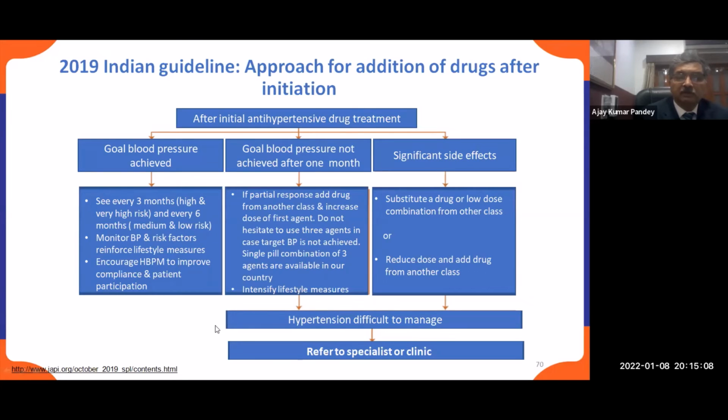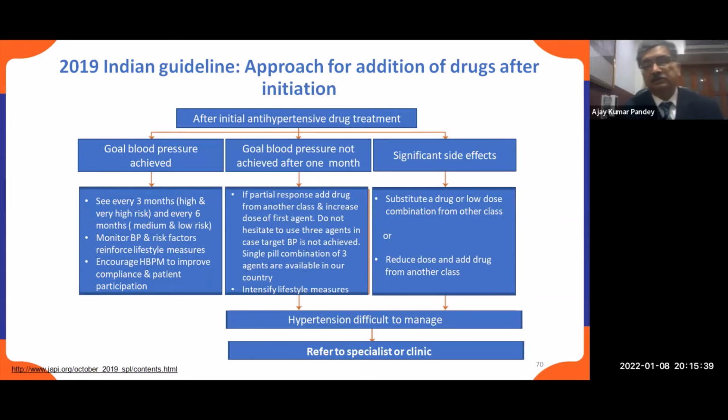And most of them come to you on the day they want to see you after omitting their blood pressure medication. So always ask them, have you taken your blood pressure medicine today or not? If they have not, then it is not an ideal time for measurement. Ask them to take a week's blood pressure measurements, in the morning or evening hours, and make a record of it. If there are significant side effects, substitute a drug, or use a low dose combination with another drug, or reduce the dose and add another drug.